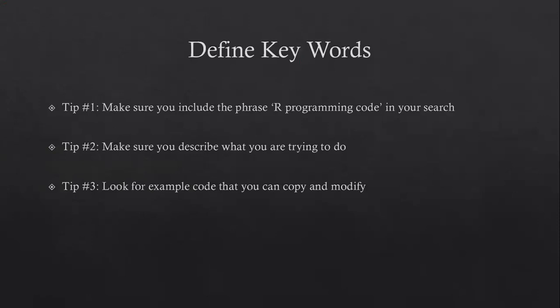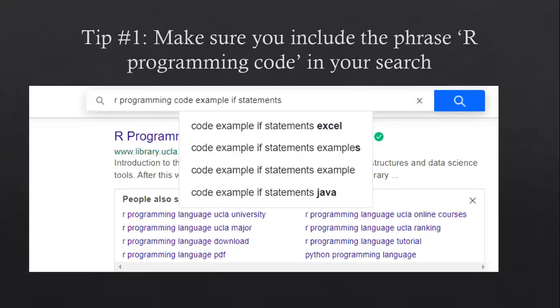All right, define keywords. Make sure you include the phrase R programming code in your search. Make sure that you understand what you're trying to do. Whatever you put in the search engine, it could potentially be a dead end in that you pull up things that you're not looking for. So be very careful. Look for example code that you can copy and modify. Okay. So for the first tip, as you see here, you have to be very careful to include R programming in your search.